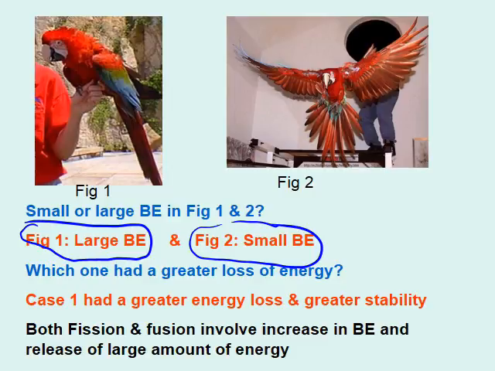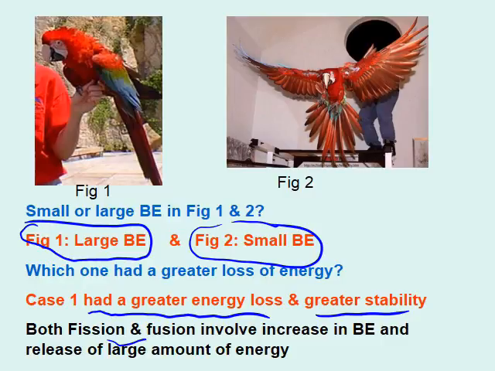Figure 2, the bird is trying to fly away and you are trying to hold it. It will be really hard for you to hold it, so you have a smaller binding energy because it's trying its best to fly away from you. On the other hand, in figure 1, the bird got tired. It doesn't want to fly away anymore. It lost its energy before it got to this stage. So this is the case 1 had a greater energy loss, and there is a greater stability and hence a greater binding energy. That's the figure 1.